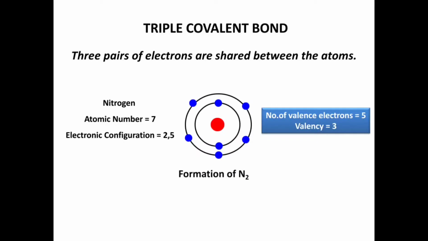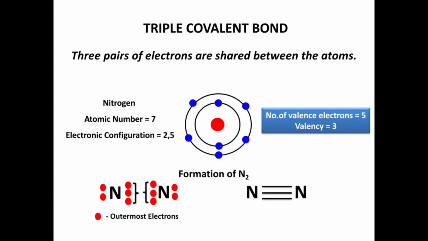And now for the formation of N2 molecule. So 5 electrons are present in the outermost orbit and as the valency is 3, each nitrogen atom will share 3 electrons from the outermost shell in order to form a triple covalent bond.